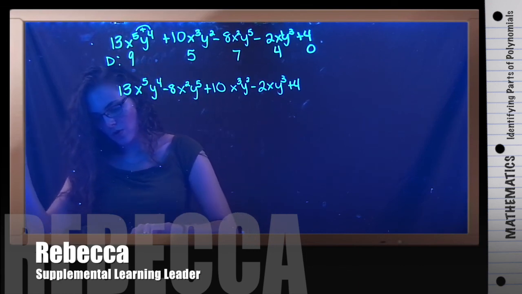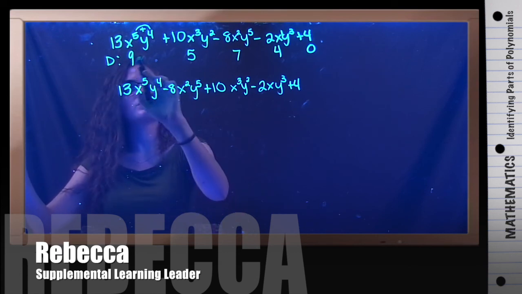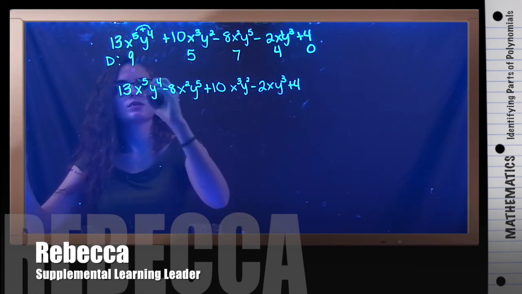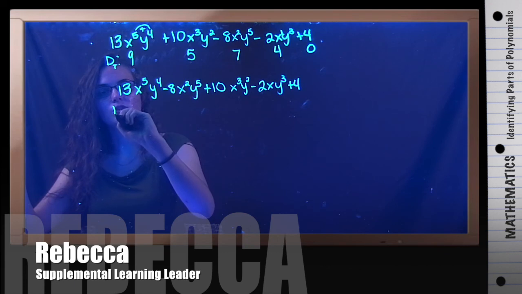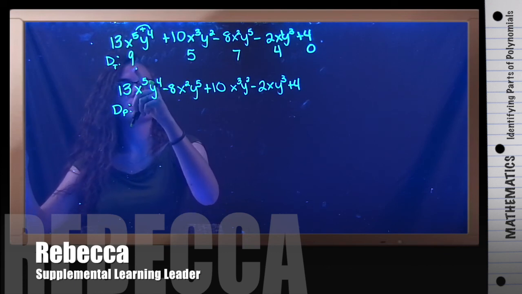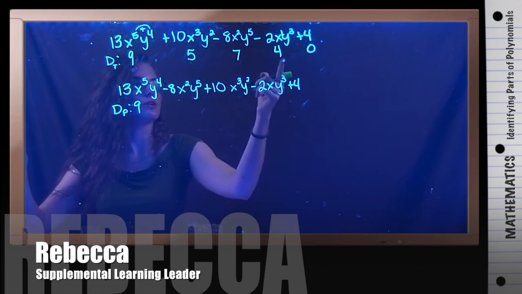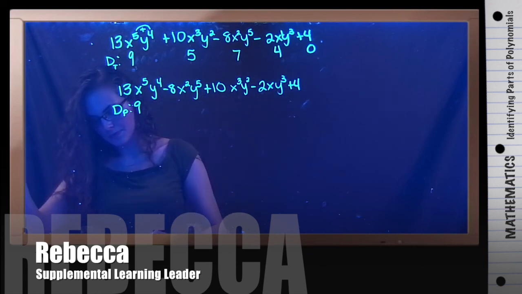Now we have to give the degree of the polynomial. Even though these are the degrees of each term, the degree of the polynomial itself is always the highest degree. So the degree of this polynomial is 9, because the highest degree of all of them is 9.